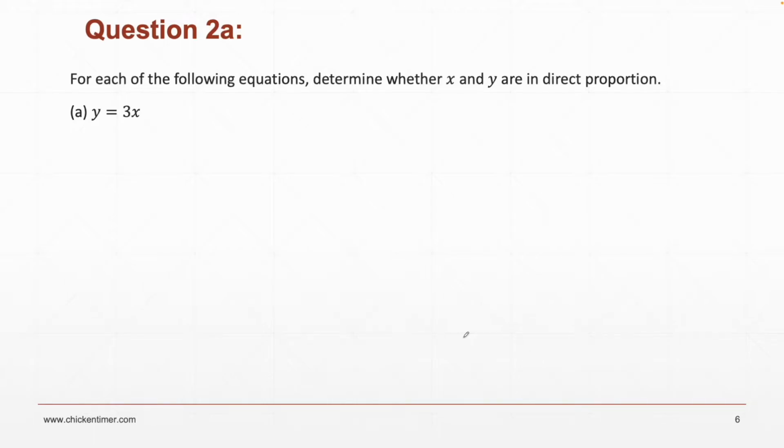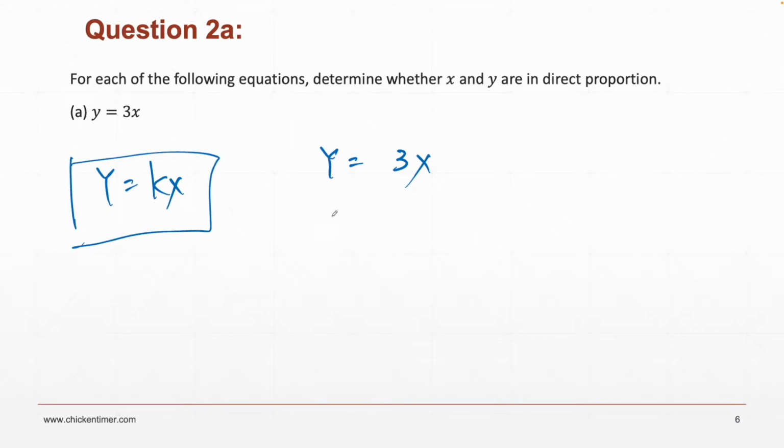I mean, x and y are directly proportional or not. We start with the given equation y equals 3x. And you know that if x and y are in direct proportion, they will have this y equals kx format. So let me write this on top. Side by side, you compare.